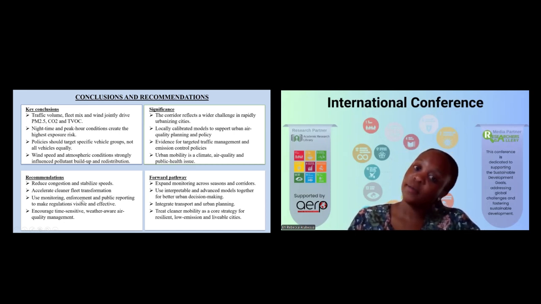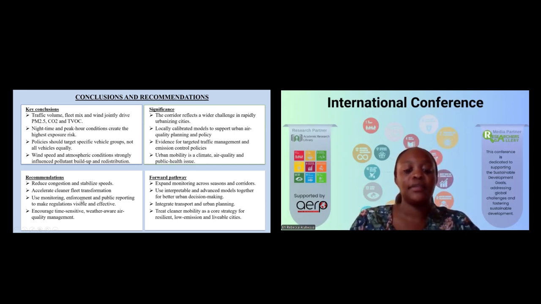Also, use monitoring, enforcement, and public reporting to make regulations visible and effective. This can be done by enabling roadside pollution management to be used so the public has access to all that information through dashboards and community channels. This can increase accountability and public engagement, which will increase policy legitimacy and effectiveness. Encourage time-sensitive and weather-aware air quality management.